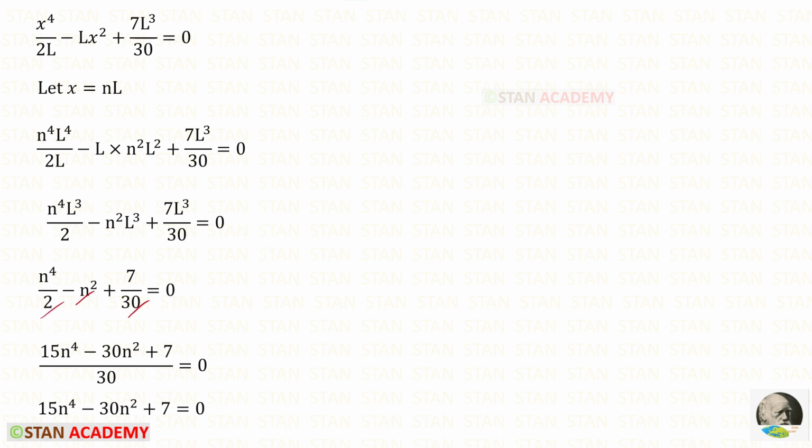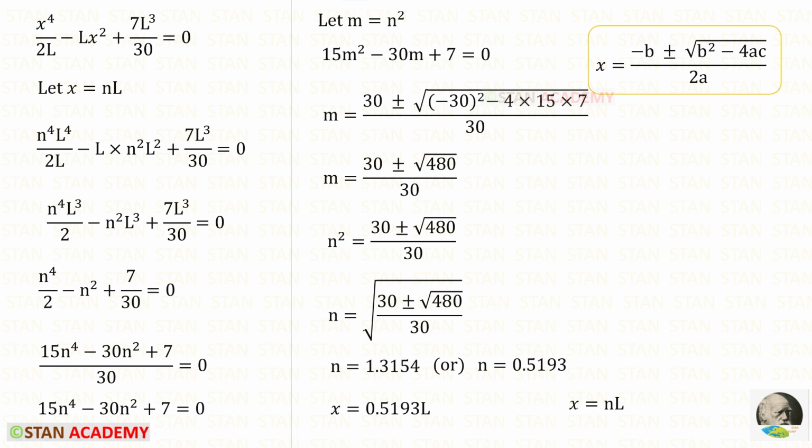For these three terms, let us take the LCM. Let us keep 30 as the LCM. Finally, we will get this equation. Let us keep m as n² so that we will get this equation. Using a calculator, we can solve this equation, or using this formula, we can solve it. We know that m is n², so instead of m, we can apply n².